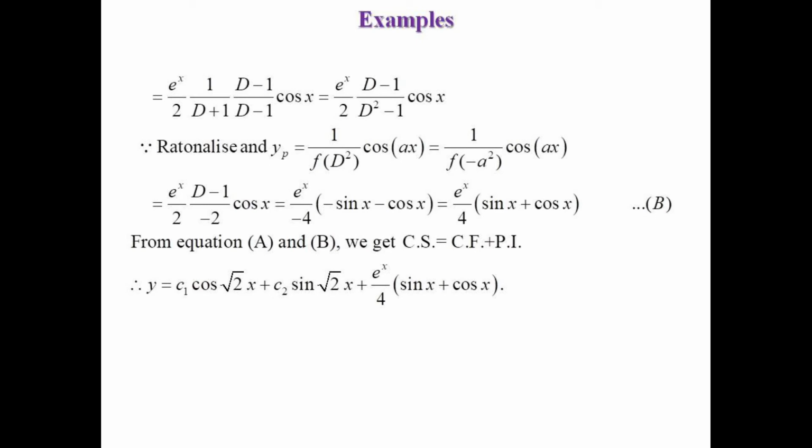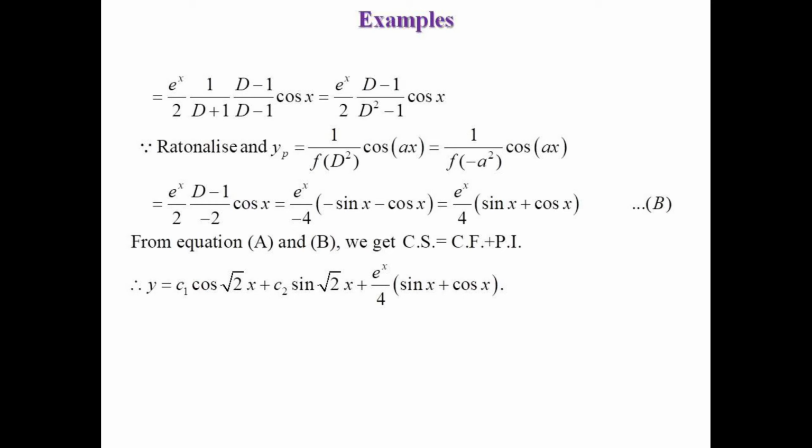So once again, if we rearrange this value, then we get e raised to x upon minus 4. Then if we multiply the term d minus 1 by cos x, we get d into cos x. So d into cos x means derivative of cos x, which is minus sin x, and minus 1 into cos x means minus cos x. So that means the final value for the particular integral is e raised to x upon 4 in bracket. After taking the minus sign common, we get this as sin x plus cos x. So this is the value of particular integral.